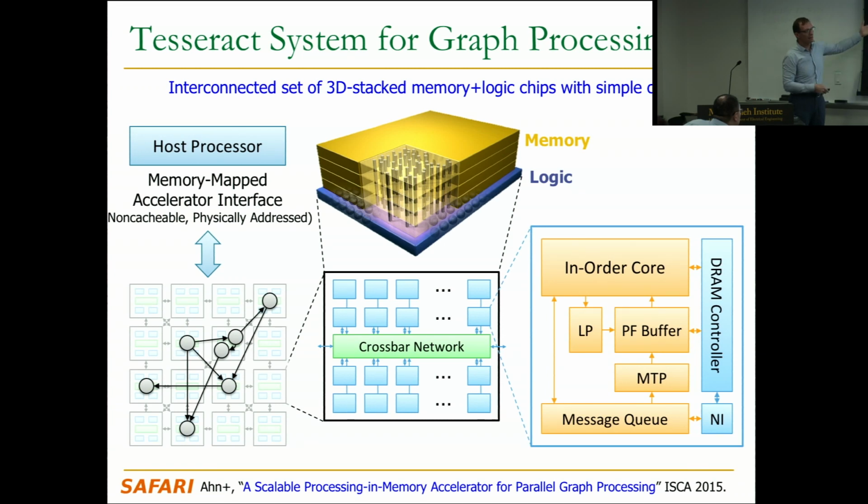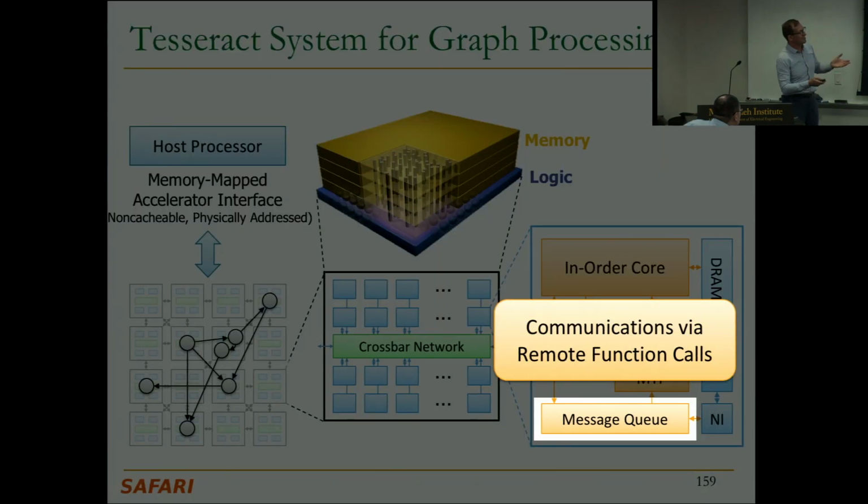And the idea is we changed the entire system. This looks kind of like a GPU some time ago. It's all physically addressed. It's non-cacheable. Basically, you offload the entire graph computation onto this system, and the graph computation happens, and then it keeps happening. It's a message passing based system.